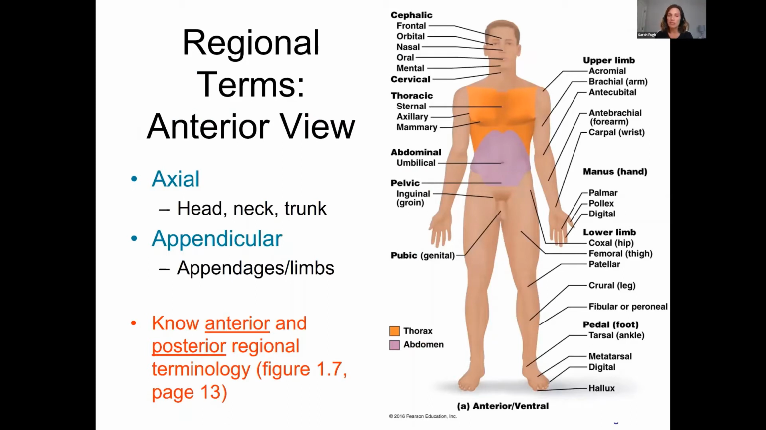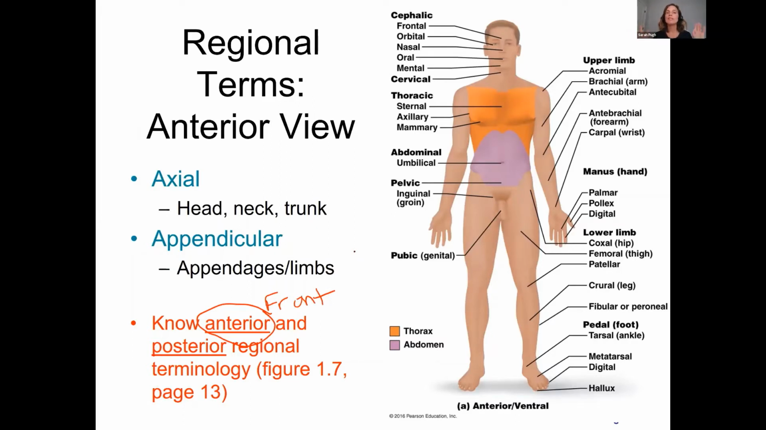Another thing that you'll be doing in lab this week is going over regional terms. This is the image from your book of all these different body regions. Obviously, this image right here is an anterior view, right? Remember, the term anterior just means front of the body. So we're looking at the front of the body here.